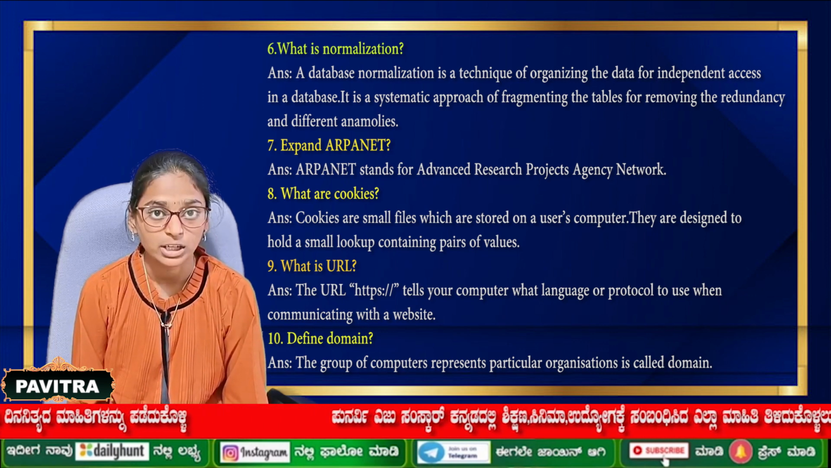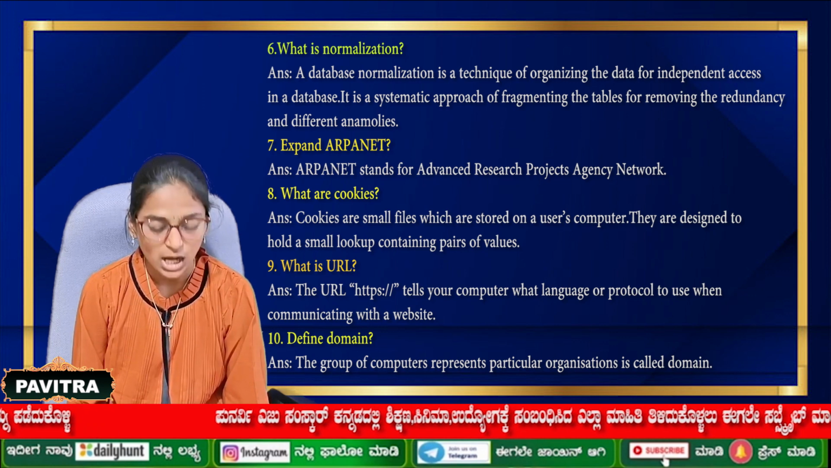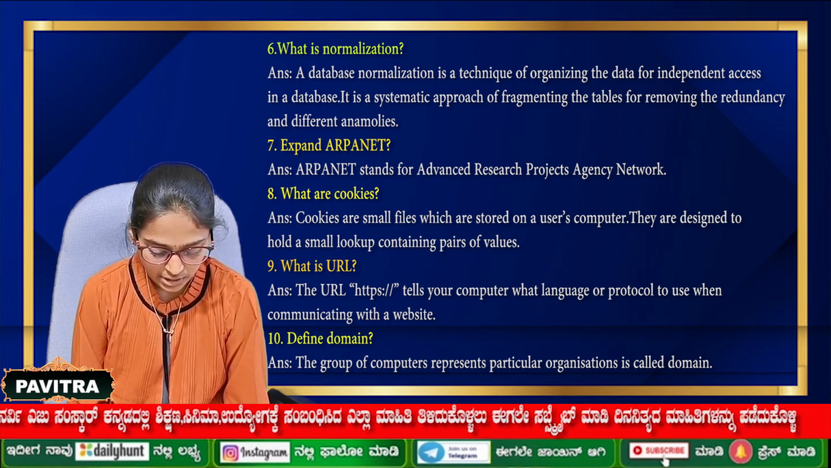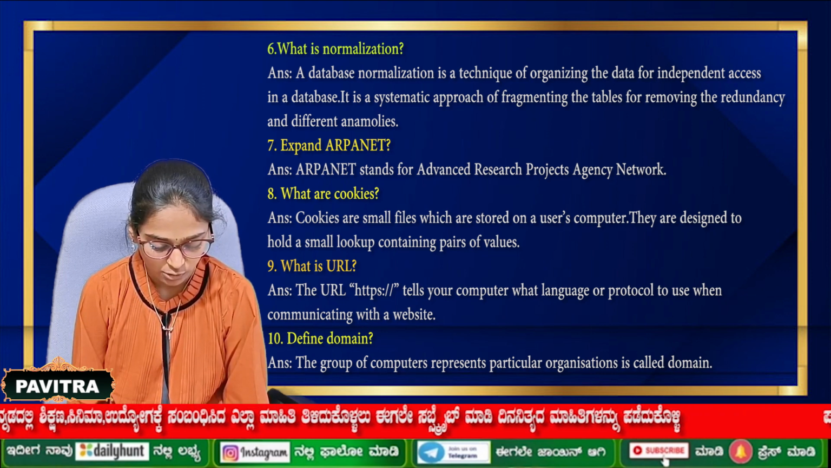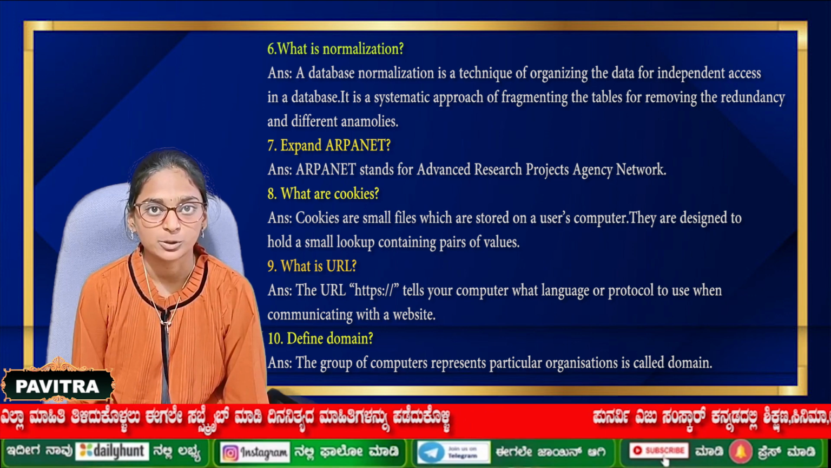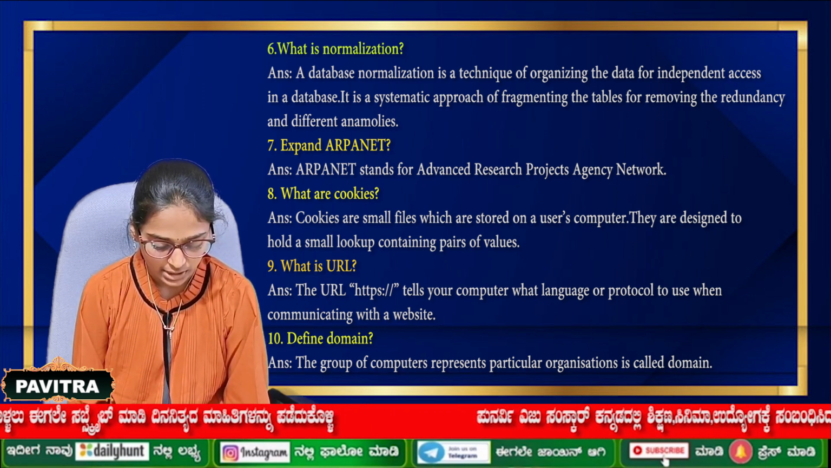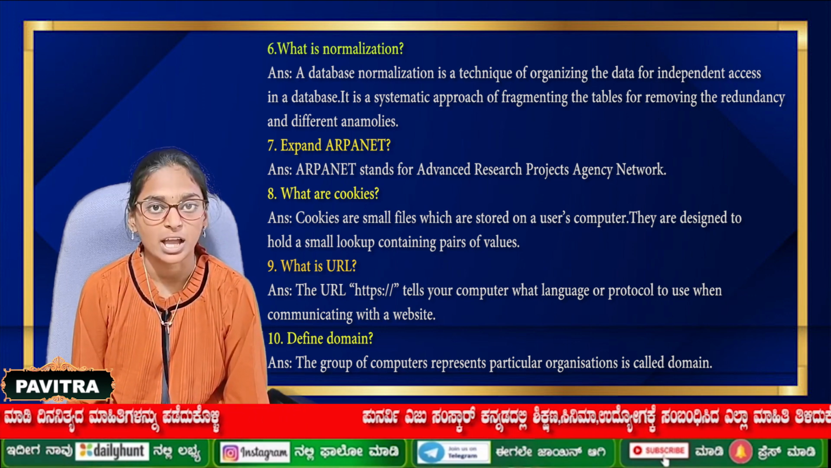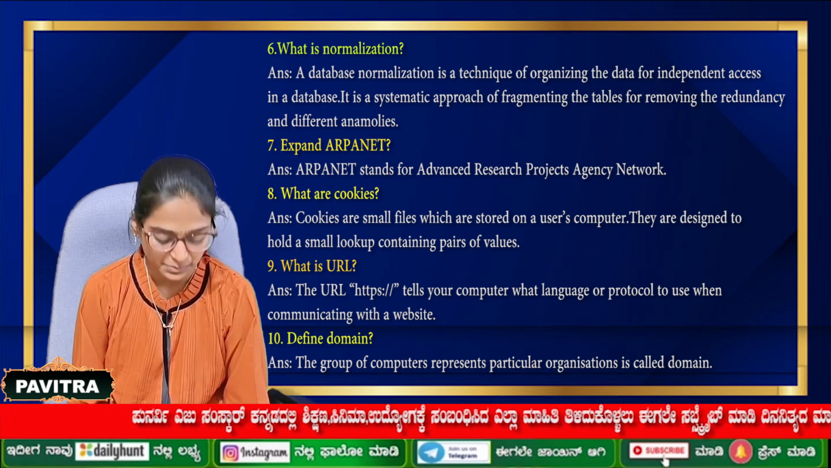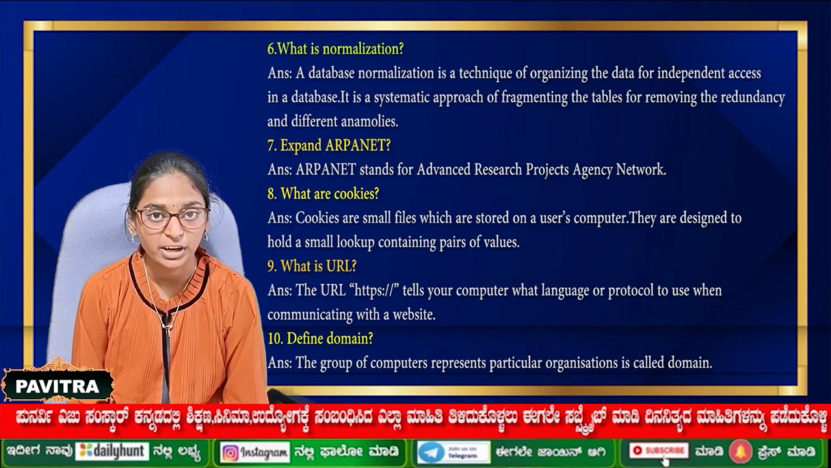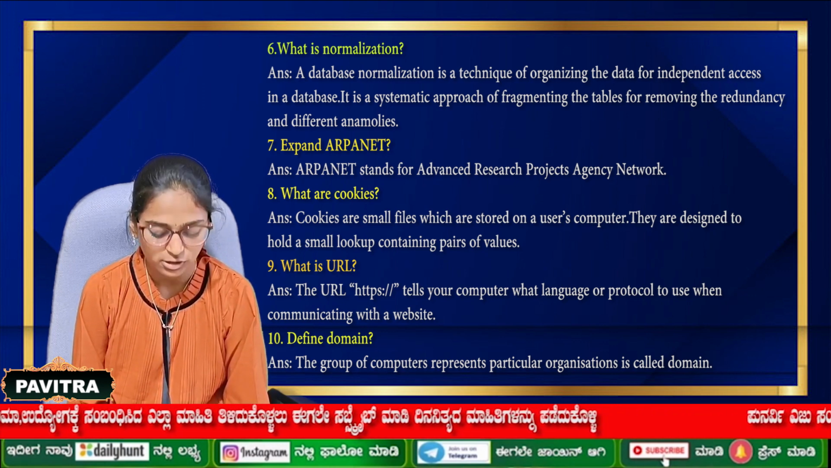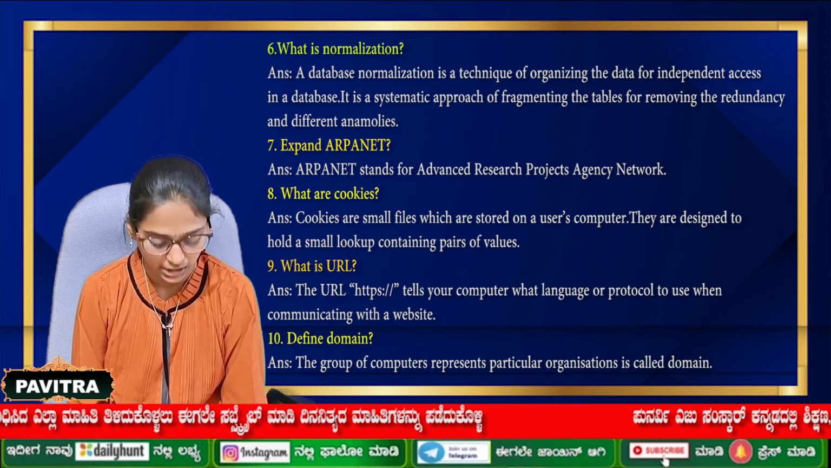Eighth question, what are cookies? Cookies are small files which are stored on a user's computer. They are designed to hold a small lookup containing pairs of values. Ninth question, what is URL? The URL tells your computer what protocol to use when communicating with a website. 10th question, define domain. The group of computers representing a particular organization is called a domain.